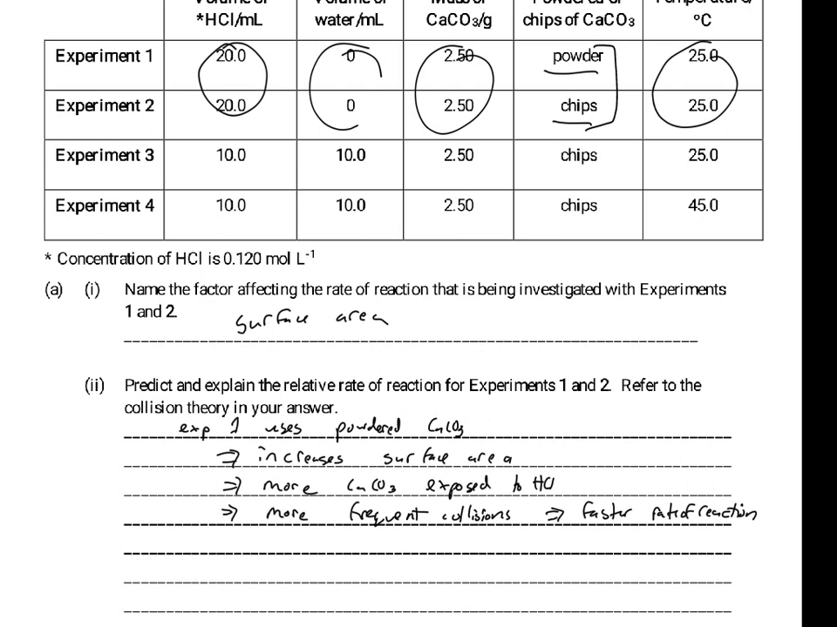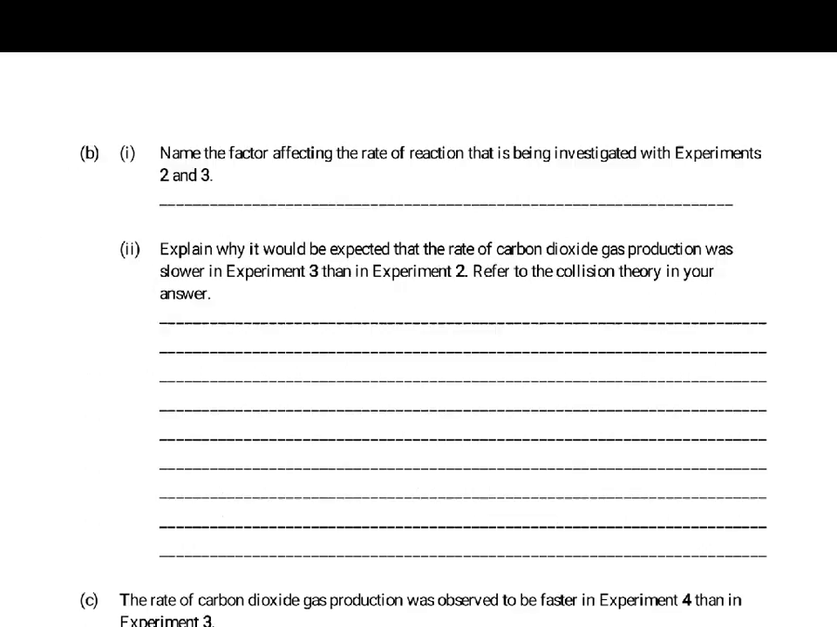There's basically 3 kind of ideas, and for any rates of reaction question you do these 3 ideas. Number 1, identify what has been changed. Number 2, relate that to the particles. Number 3, relate that to the frequency of collisions. And if you do that, you'll be absolutely fine.